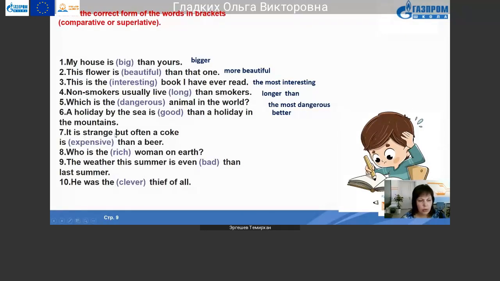Next, it is strange, but often a Coke is more expensive than a beer. So, Aiday, more expensive. Great. Next, who is the richest woman on earth? Any ideas? Now let's check the richest. Next, the weather this summer is even better than last summer. So, Bermet, your answer is was. Yes, you are right, Aidai. Good. Next, he was the cleverest thief of all.